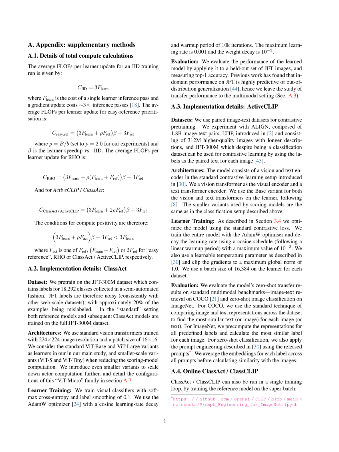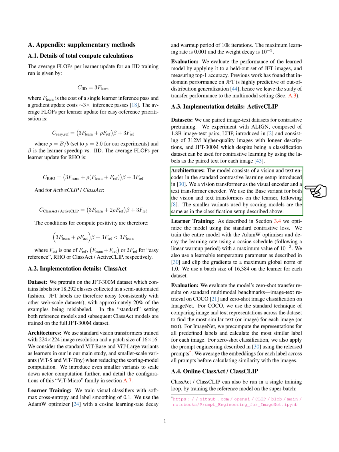Section Summary. The section provides details on the total compute calculations for different training methods, including IID, easy reference prioritization, RHO, and ActiveCLIP, ClassAct. It also mentions the dataset, architectures, learner training, and evaluation methods used in the experiments.